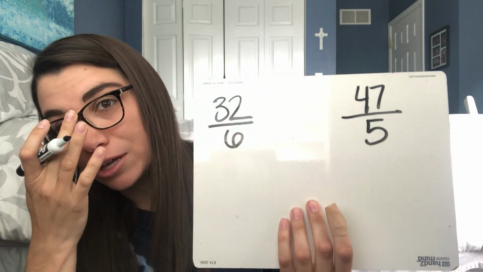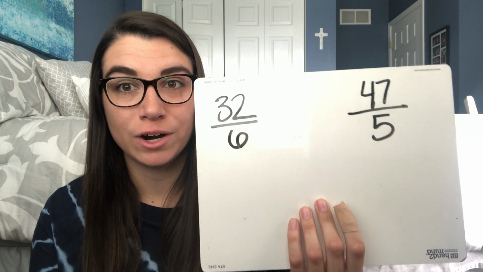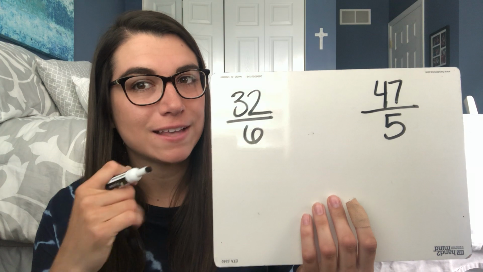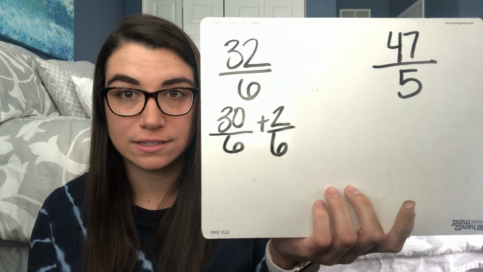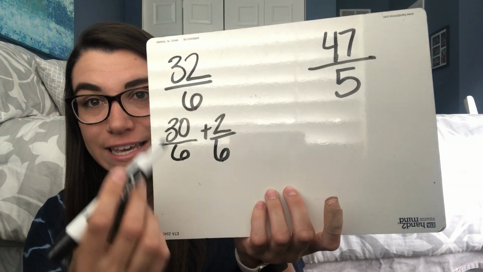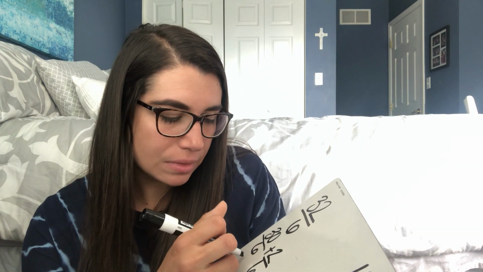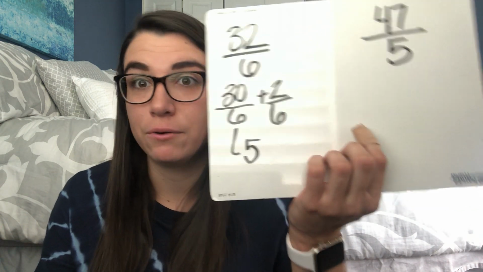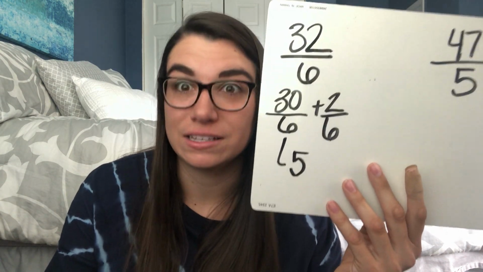All right, so for the first one, I'm gonna look and see what times 6 is gonna get me closest to 32 without going over. So I know that 6 times 5 is 30, right? So I get 30 sixths and 2 sixths, which would give me 32 sixths, right? And this 30 is how I'm going to get my whole number. And that is going to be 5, because 6 times 5 gives me that 30. And I would be able to pull out 5 6/6.